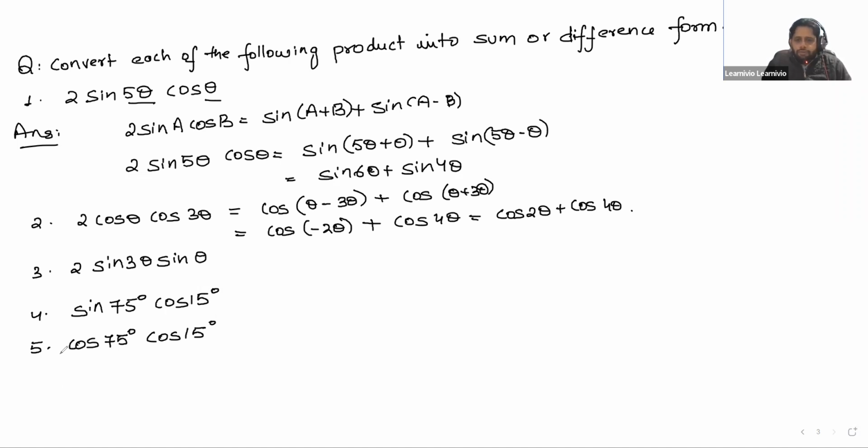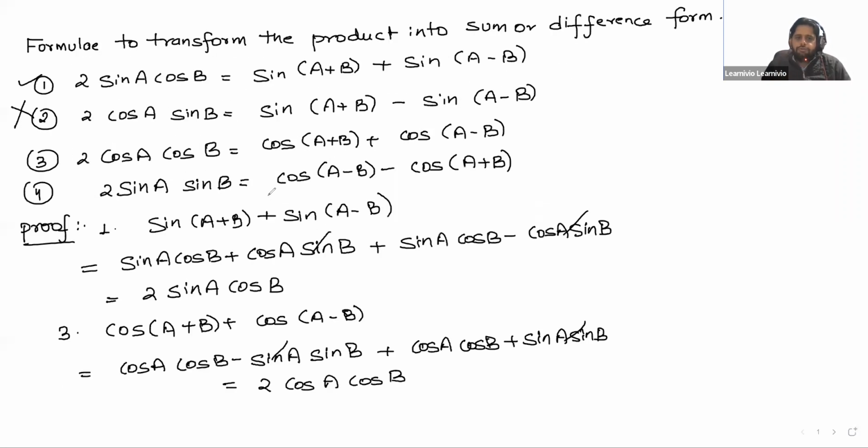So you got the answer: sine 4 theta plus sine 2 theta. If we check this formula, 2 sine A sine B, the formula is not correct. 2 sine A sine B is cos A minus B minus cos A plus B.